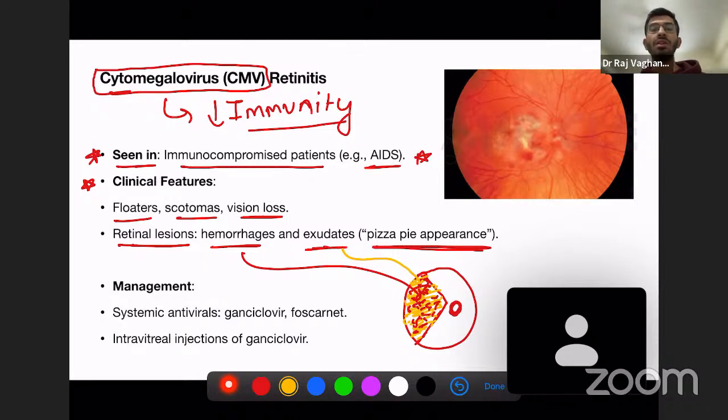So there can be a pizza pie appearance in CMV retinitis. There can be floaters, scotomas, vision loss, hemorrhages, and exudates. These are the clinical features, and it is most commonly seen in immunocompromised patients like those with AIDS. How do you manage this condition? Systemic antivirals, ganciclovir and foscarnet, and intravitreal injections of ganciclovir. So the most important antiviral in CMV retinitis is ganciclovir.